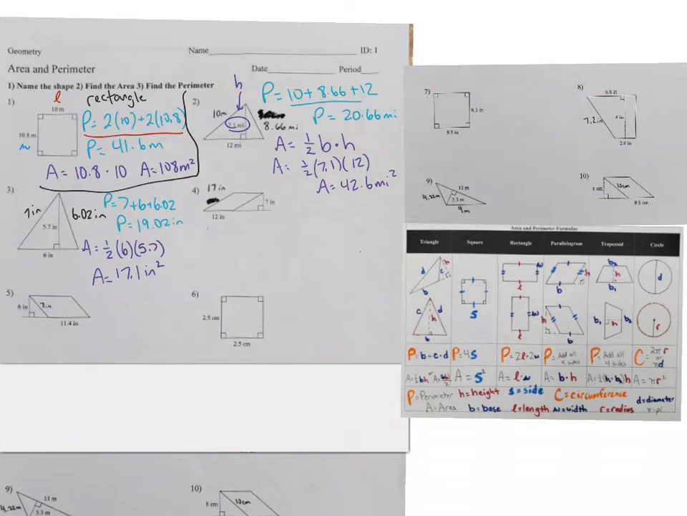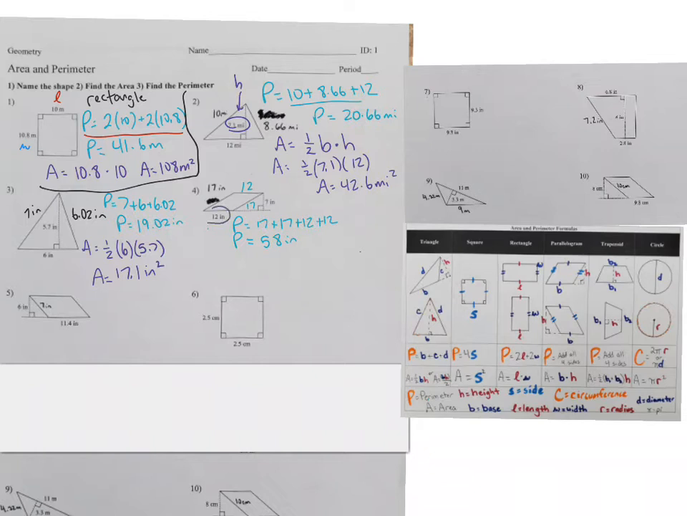Number 4, it's a parallelogram or a rectangle. So the parallelogram, we're going to add up all 4 sides. So my perimeter, and remember a parallelogram by definition has opposite sides equal, 12, and this is 17. So my perimeter is equal to 17 plus 17 plus 12 plus 12. So 34 and 24, so my perimeter is equal to 58 inches.